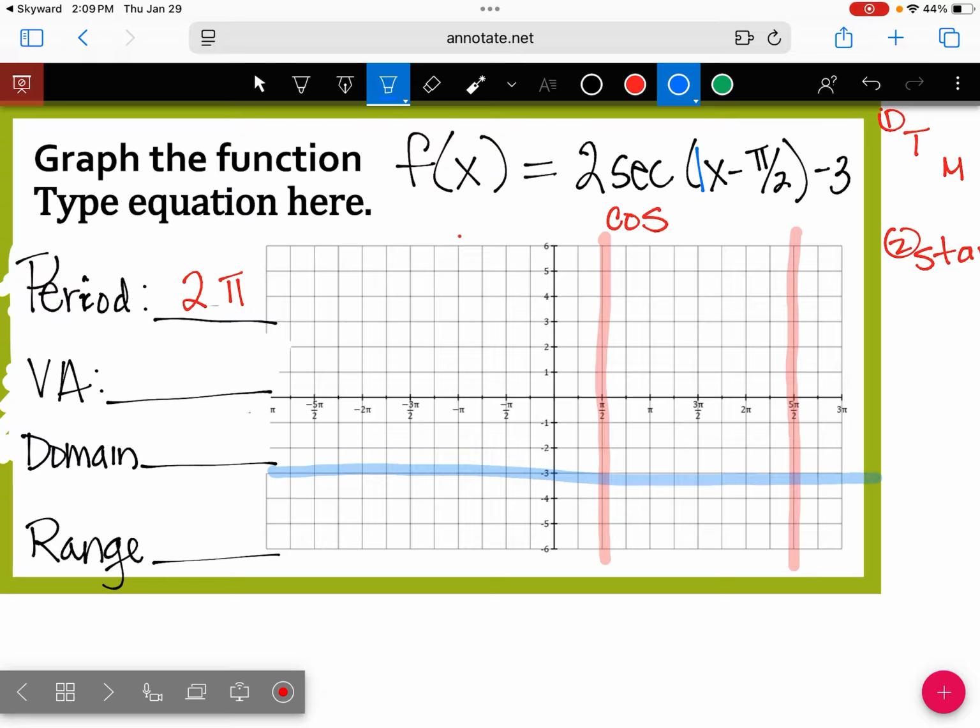The midline, this is important. The midline is where secant and cosecant are undefined. So let's go ahead and graph it. Put your pencil right here where they cross. Now this 2 still is amplitude, but we really don't have an amplitude. But right here, do I stay here or do I hop up 2 times? Hop up 2 times. Put a point right there.